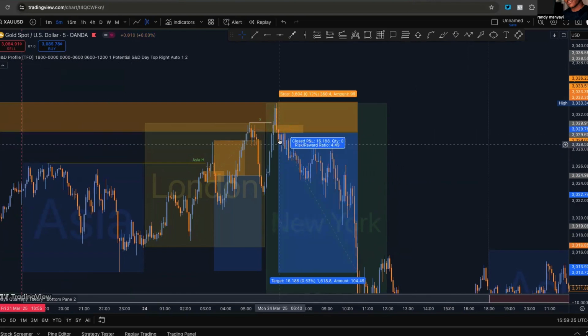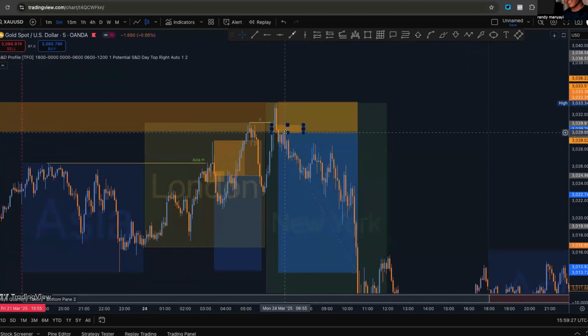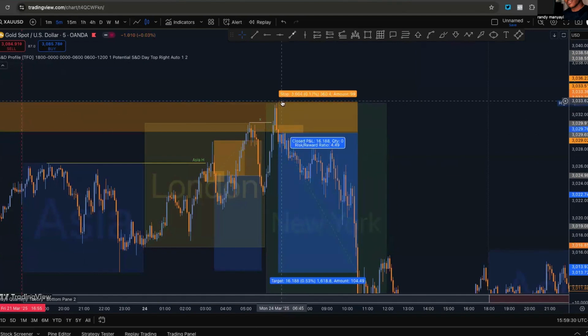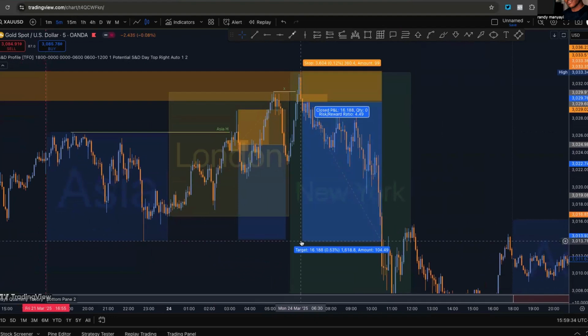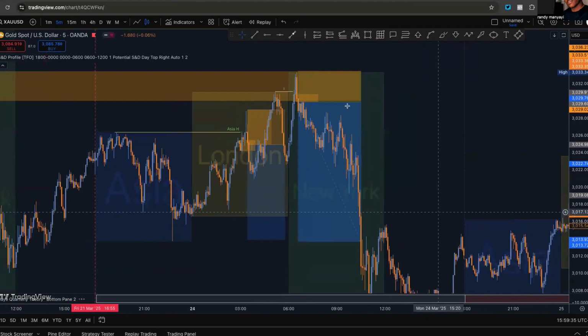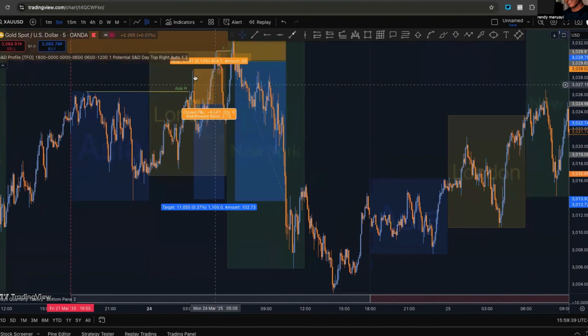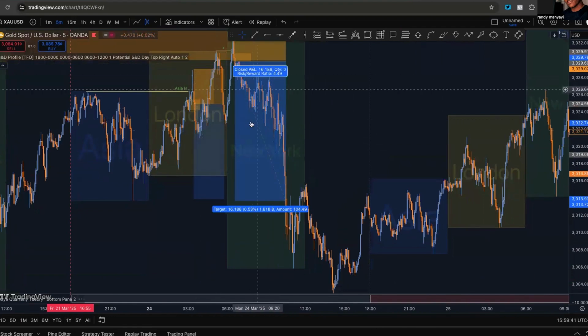I waited for price, and when price came back up to this level, it tapped me in. I set my stop loss above there, and I targeted this low. This is how I made that 4R on the Monday. So Monday done. I made 4R, technically 3R, because I lost 1R here on the first trade, and then I made 4.43R here. So technically I made 3R that day.